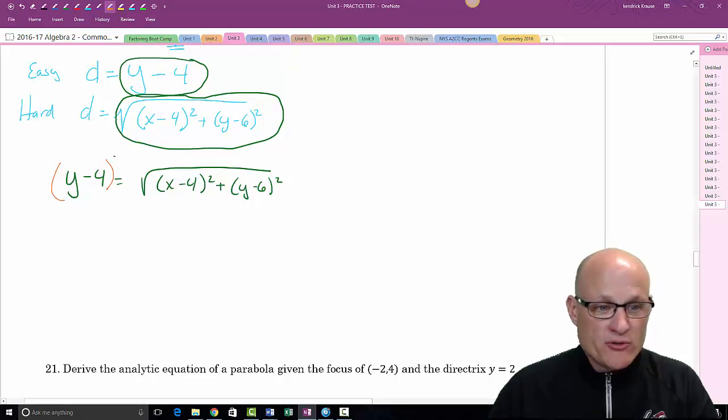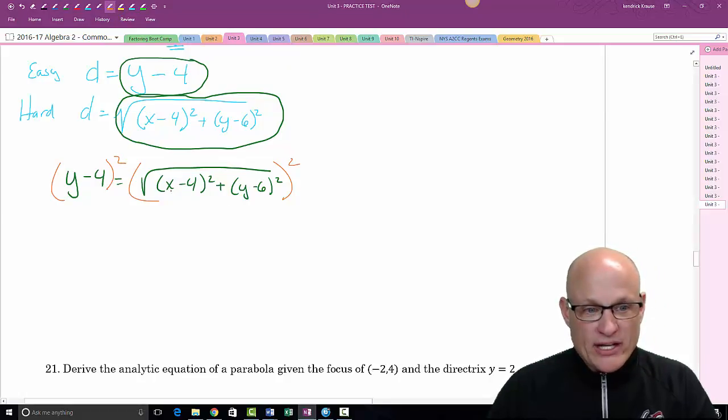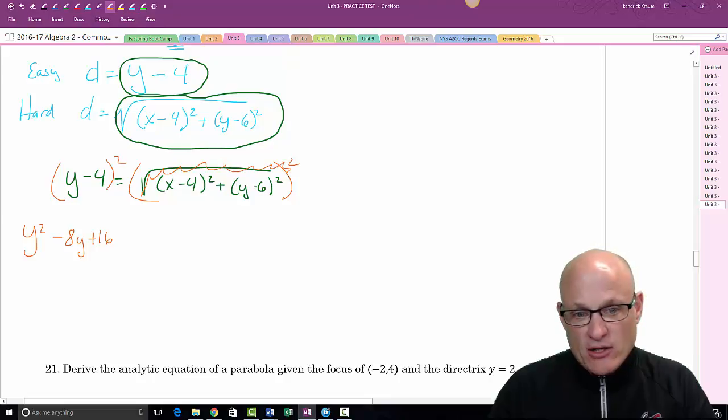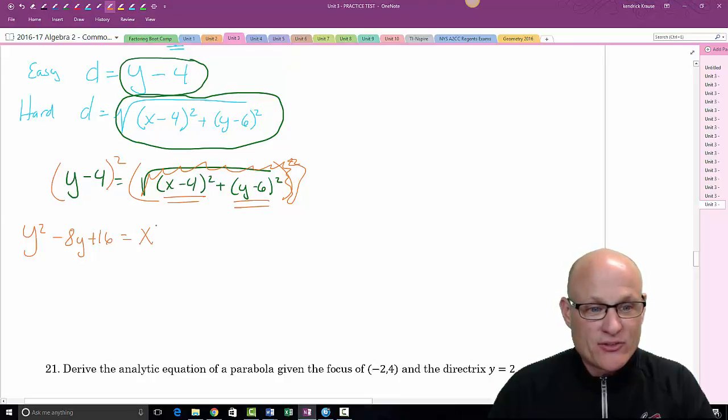So we're going to square both sides to get rid of that square root. Now, double distributing this, don't forget, it's going to be y squared, double the negative 4, negative 8y, plus 16. These cancel each other out. But I still got to double distribute this, and I have to double distribute that. So this is going to be equals x squared minus 8x plus 16 plus y squared minus 12y plus 36.